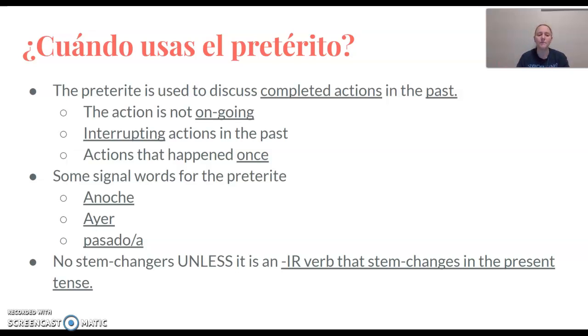There are no stem changing verbs in the preterite unless it is an IR verb that stem changes in the present tense. So that's going to be verbs like seguir, morir, dormir, servir, pedir. All of those are going to be stem changing. But for ER and AR verbs, you don't have to worry about stem changing. Oh, look, there's my list.